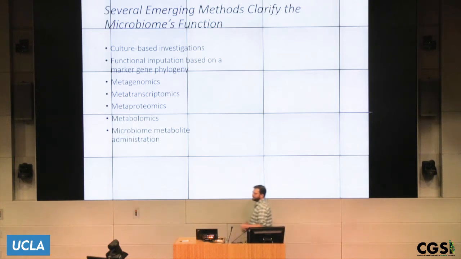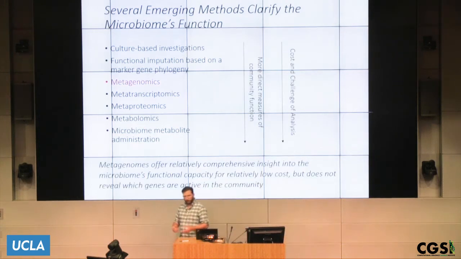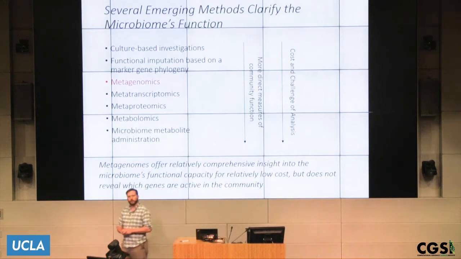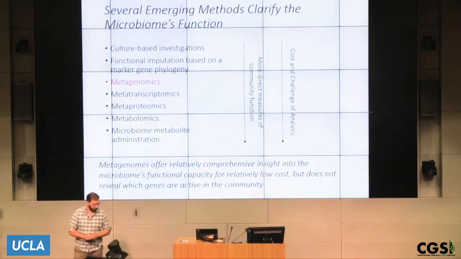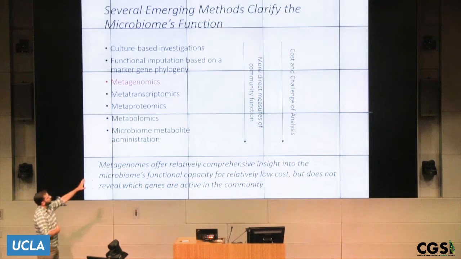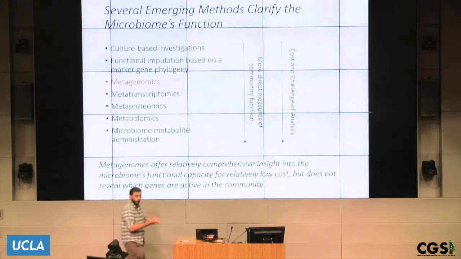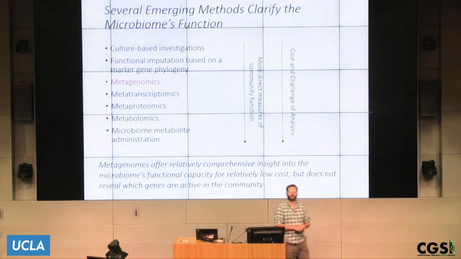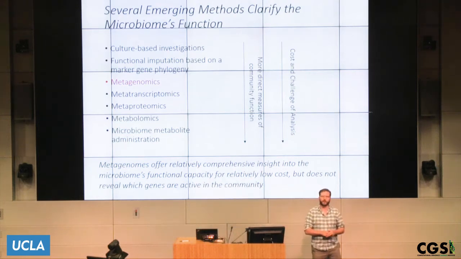Now, what I'm about to show is maybe not exactly precise, but I think it's a reasonable ordering of priority across these different procedures, at least in terms of general trends. From top to bottom, we tend to find that the various approaches provide more direct measures of overall community function. If you're just doing, for example, culture-based investigations, you might really be able to intimately discern one particular microbe's functional capacity, but you might miss all the other functional properties of the community writ large.